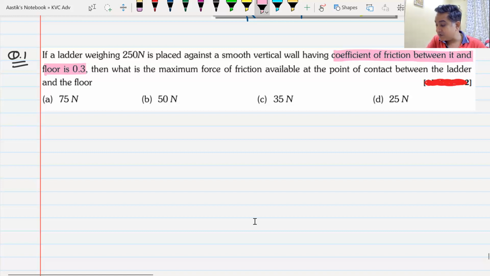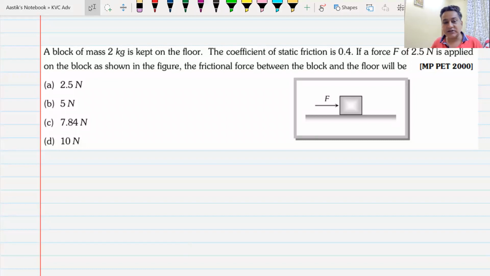Remember, these are the ways in which questions are asked, and probably if you are lucky enough and you do enough questions, the same question will appear in the exam. This is the next one that comes. A block of mass 2 kg is kept on a floor. The coefficient of static friction is 0.4. A force of 2.5 Newton is applied on the block. What is the value of frictional force? They can ask you what is the acceleration. They can ask you what is the value of friction force. Doesn't matter. The concept remains the same. I shall give you 2 minutes to solve this. Once you are done, please let me know.